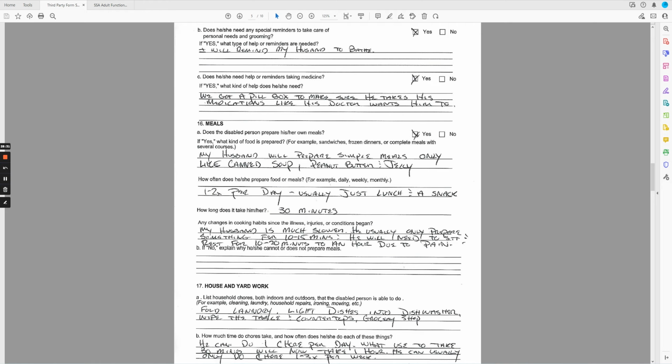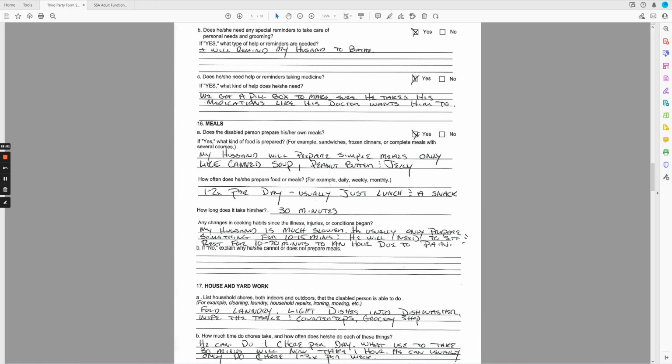How often does he do this? 1 to 2 times a day, usually just a lunch and a snack. How long does it take him or her? 30 minutes. So 30 minutes to prepare something simple. So why? Well, my husband is much slower. He usually only prepares something for 10 to 15 minutes. He will need to sit and rest for 10 to 20 minutes to an hour due to pain.